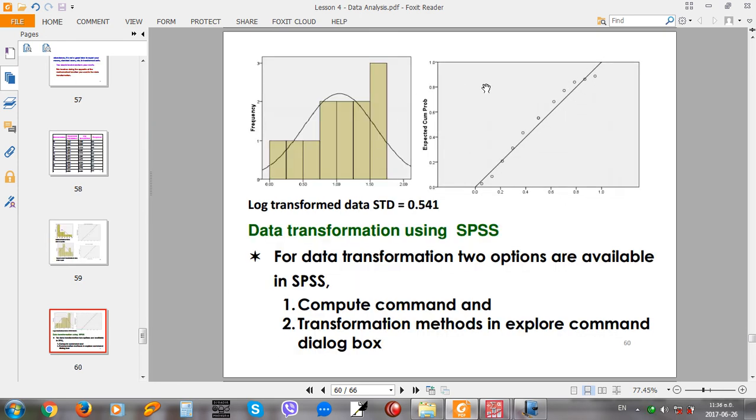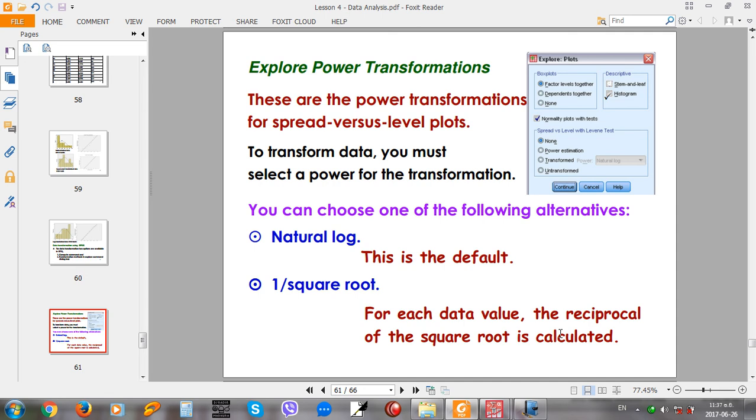And another thing here, the log transformed one, right? Data transformation using SPSS. You know these things because we discussed them in the last lesson also. Anyhow, we will discuss further. For data transformation, two options are available in SPSS: the Compute command, and the transformation method in the Explore command dialog box. So, Explore, power transformations. These are the power transformations: spread versus level plots. To transform data, you must select the power of the transformation. So you know how you can explore plots, right? Here you can use the power transformation.